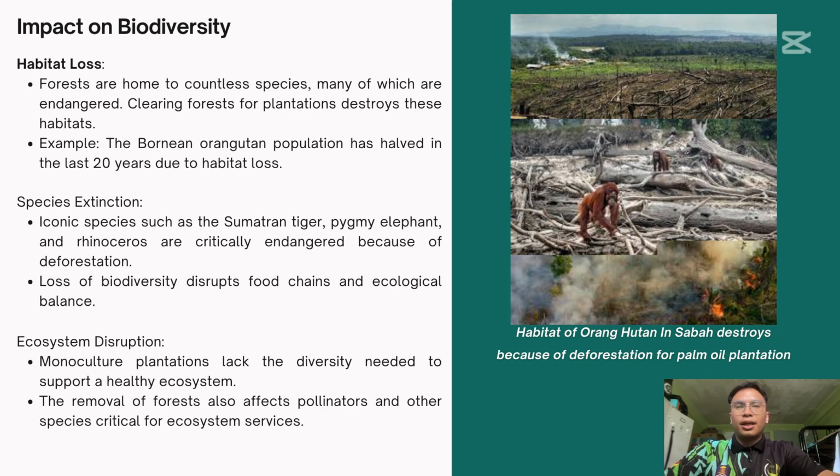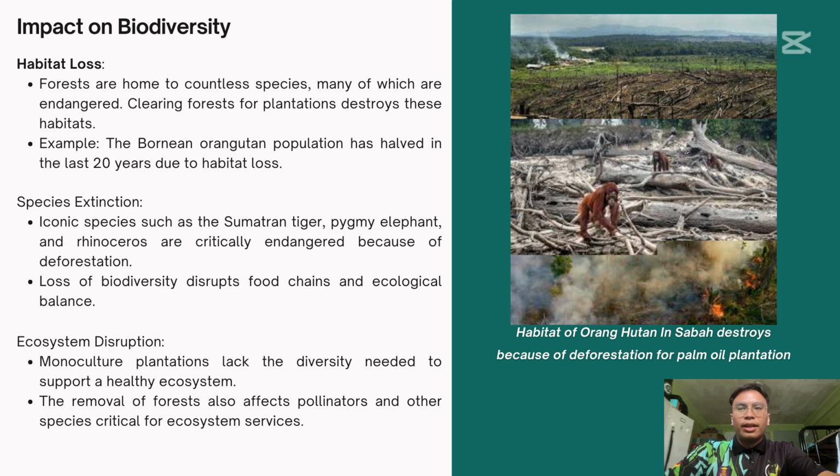First is habitat loss. Forests are home to countless species, many of which are endangered. Clearing forests for plantations destroys this habitat. For example, the Bornean orangutan population has halved in the last 20 years due to habitat loss. Second is species extinction. Iconic species such as the Sumatran tiger, pygmy elephant, and rhinoceros are critically endangered because of deforestation. The loss of biodiversity disrupts the food chains and ecological balance.